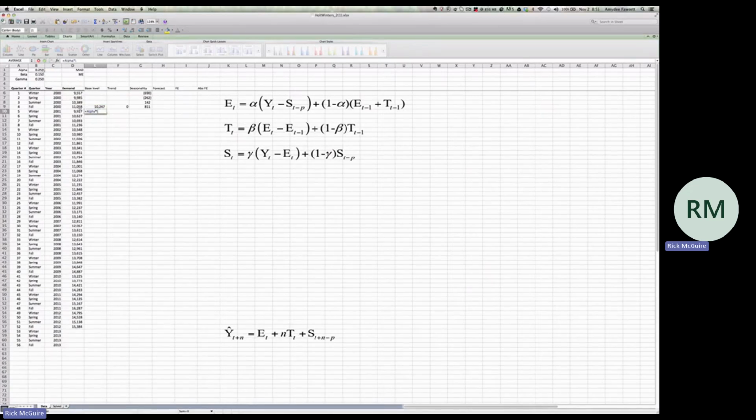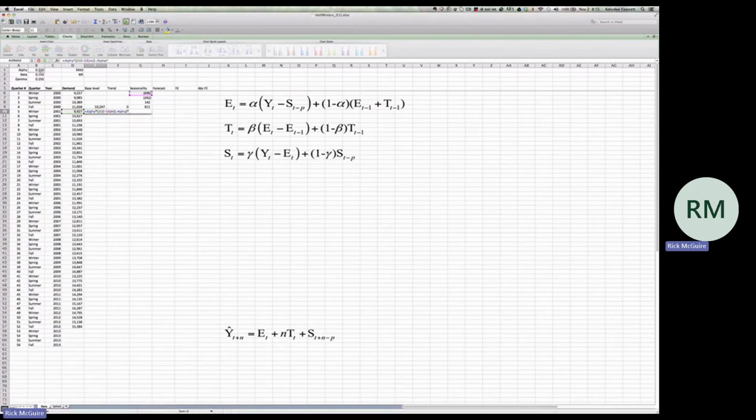the first way of estimating the base level is to take the actual demand observation in the current period y sub t and subtract from it the most recent relevant seasonal factor estimate s sub t minus p, where p stands for periodicity. That is 4 in this case because there are 4 quarters per year. So s sub t minus p, since we're in period 5, would be s sub 5 minus 4, which is period 1, or the seasonality factor of winter of 2000. So that's what we're subtracting here, plus 1 minus alpha.